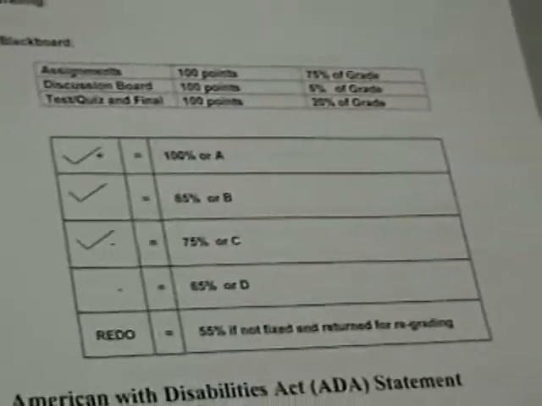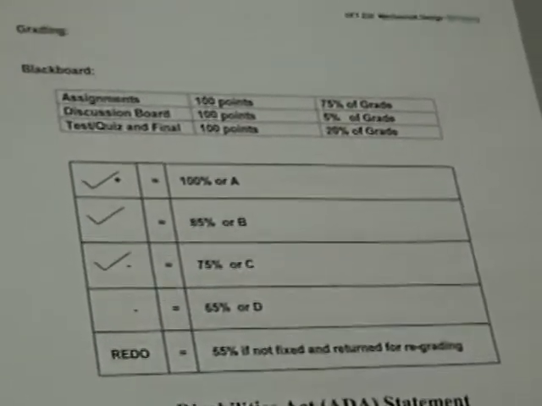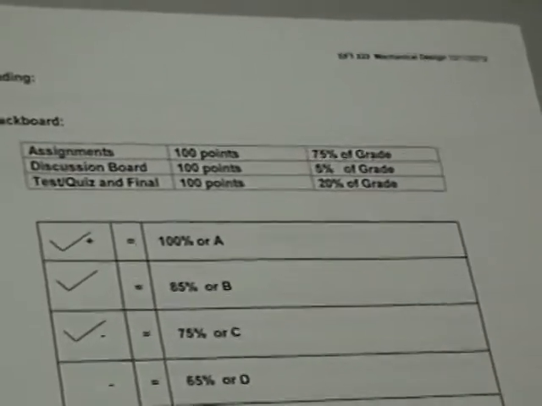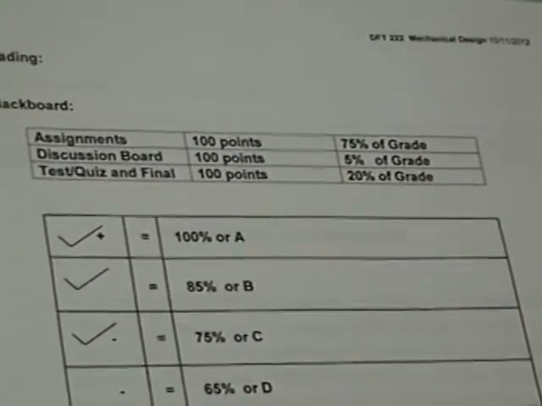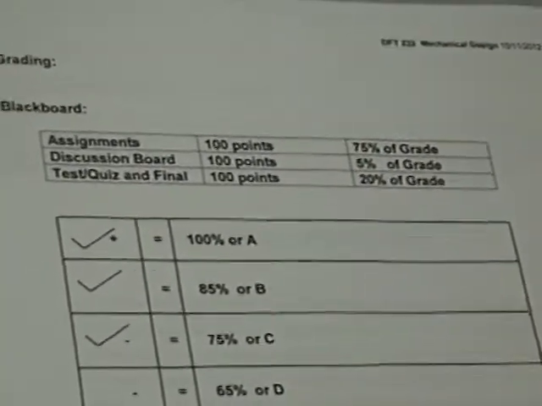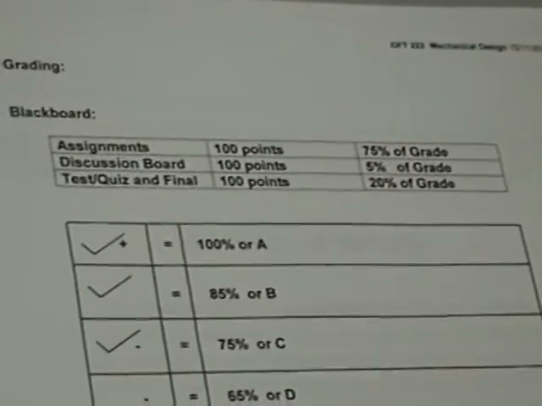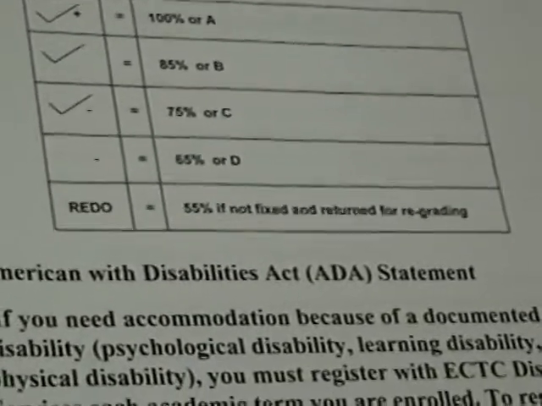Blackboard. My assignments are worth 75% of the grade. Discussion board is worth 5%. The tests, the quizzes and the final are worth 20% of your grade. So this tells me that you could do 75%. You could do all of your assignments, not do discussion board and the tests and the quizzes, and you can still pass the class with a C. I'm not going to fail you. You're going to fail yourself by not turning in your assignments.